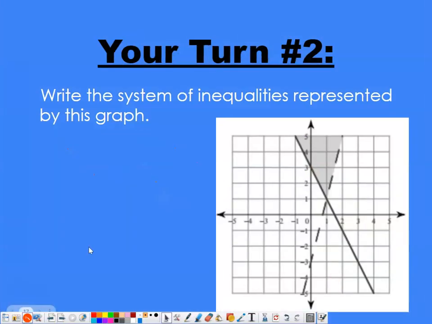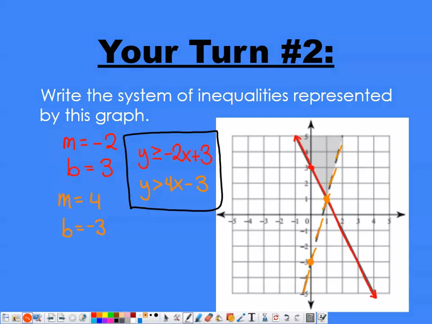Go ahead and pause the video. You have your turn number 2. Write the system of inequalities represented by this graph. Pause it, check your answer then. You should see that these lines are slope-intercept. You should have the answer y is greater than or equal to negative 2x plus 3, and y is greater than 4x minus 3.